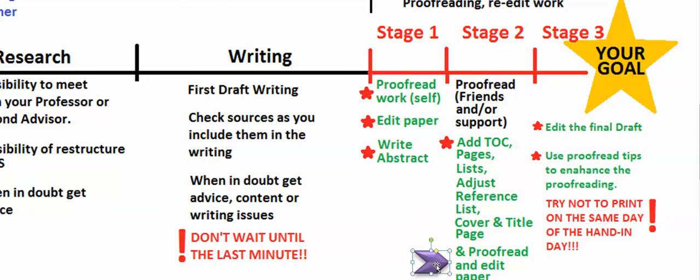Once friends or I have given back some comments, do a final proofread and final edit of your final draft. There is a proofreading tip or proofreading checklist in the academic writing Moodle that you can download and use to enhance your proofreading skills and look at it one last time.